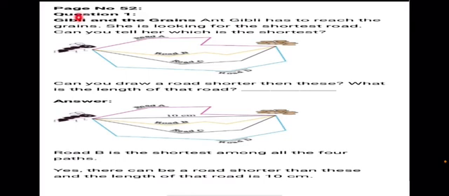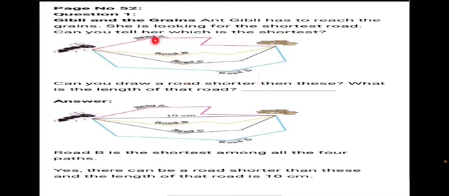Page number 52. Question number 1. Ghibli and the grains. And Ghibli has to reach the grains. She is looking for the shortest road. Can you tell her which is the shortest road? So as you can see, there are 4 roads given. Road A, Road B, Road C and Road D.